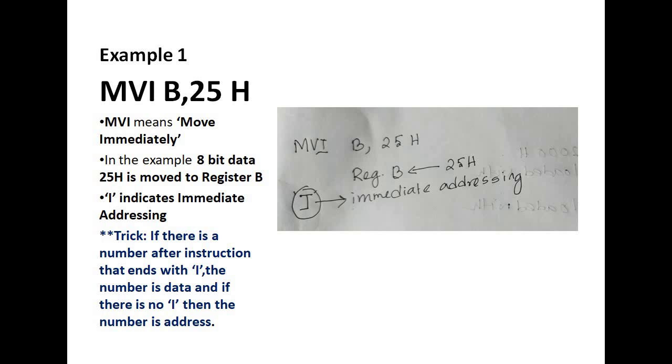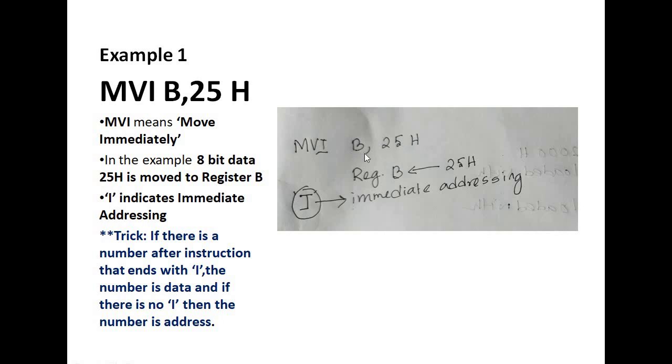That is the data. Which data? The 25H. Where do you want to move it? You want to move the 25H data into register B. What is the meaning of the instruction then? Move the 8-bit data, that is 25H, into register B.